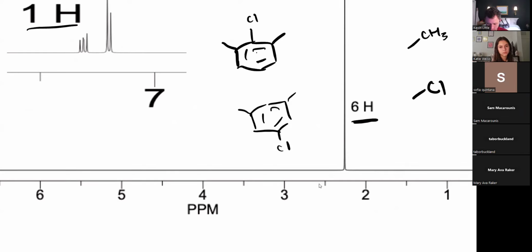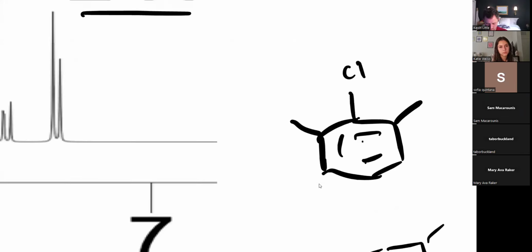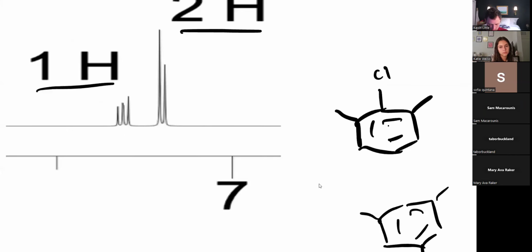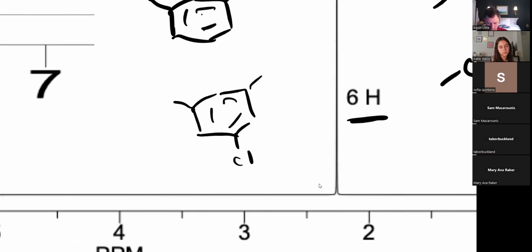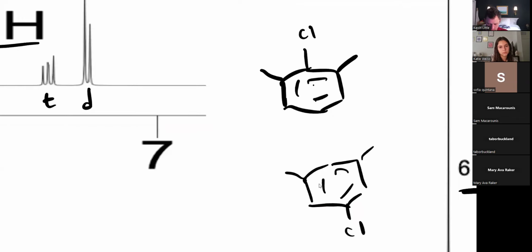Look at me. I told you I wouldn't get a perfect score on this class. Yeah, the splitting. This is a triplet and this is a doublet. So if I look at this one, I would expect 2 different singlets, which is not what I get. So yeah, you're totally right. That is not the right answer. Thanks.